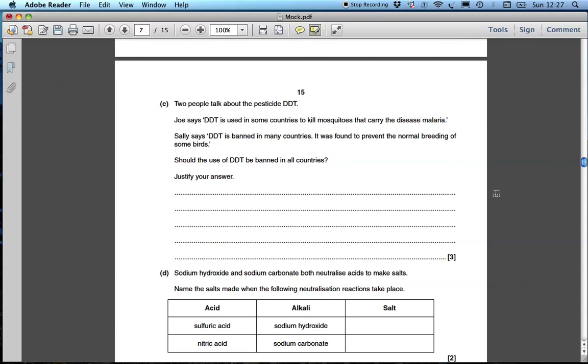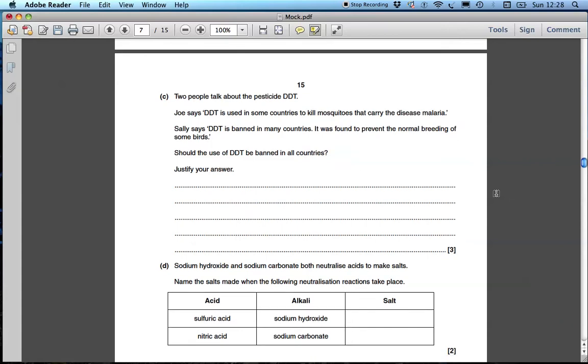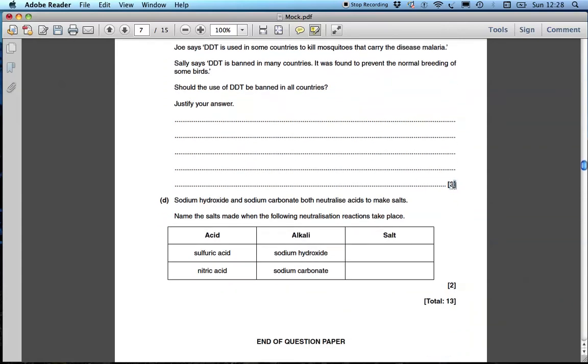Or you could have given a balance between 2 arguments and said that humans are more important than birds, the benefits outweigh the risks. A lot of people did this and said only ban it in countries where there is no malaria or there's a low bird population, and some of you did that as well. 3 marks, so you're looking for 3 points, and that's really important that you stick with that when you come to do your actual exam. Always check how many marks my question is worth.